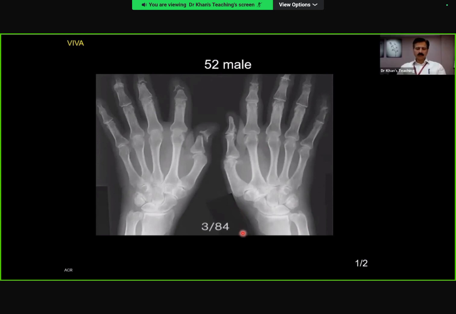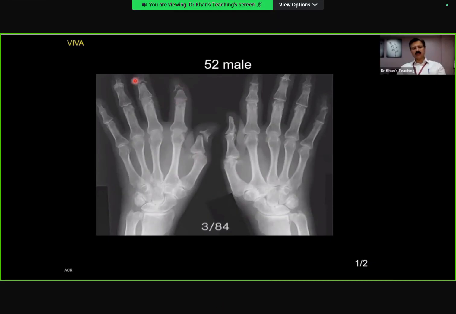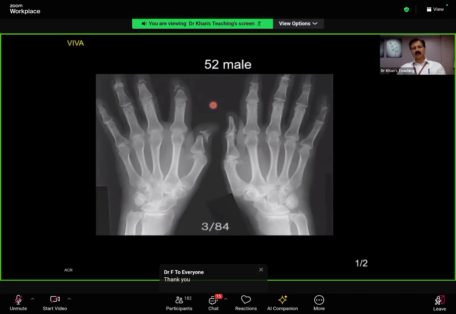Your differential, please. Well done. My differential for this would include rheumatoid arthritis. So my question, before you continue: distal interphalangeal joint involved, does RA involve it or no? Not for the distal. No. Okay, well done.